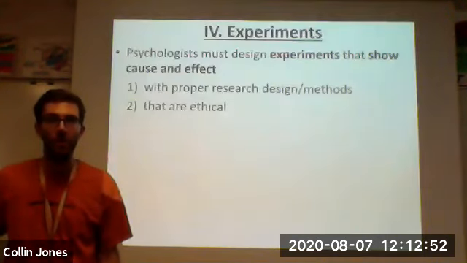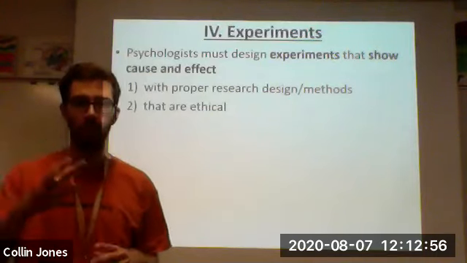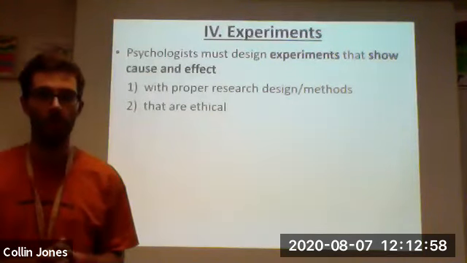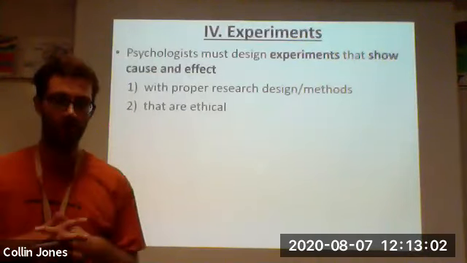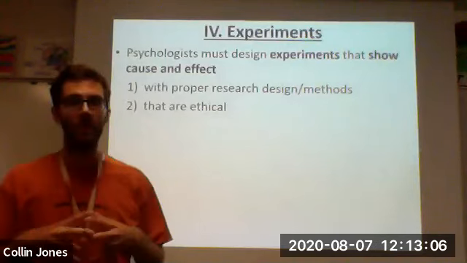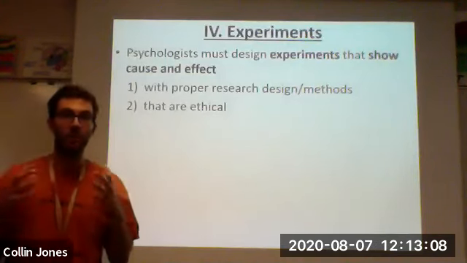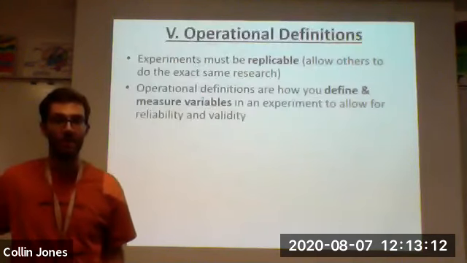So if we ever really want to find out causation, Roman numeral 4, you have to do an experiment. Experiments are the only way to show cause and effect, and they will ask you about that on the AP exam. It will be on quizzes, it will be on tests, okay? How do we design experiments? Well, they have to have good design, and they have to be ethical. We're gonna spend some time talking about how we design experiments first.